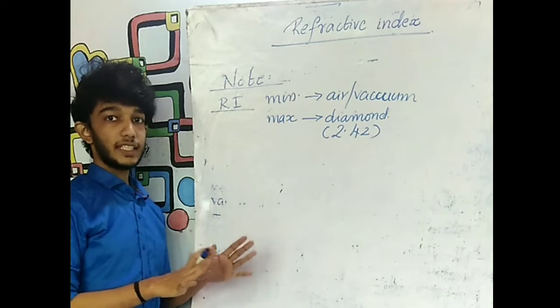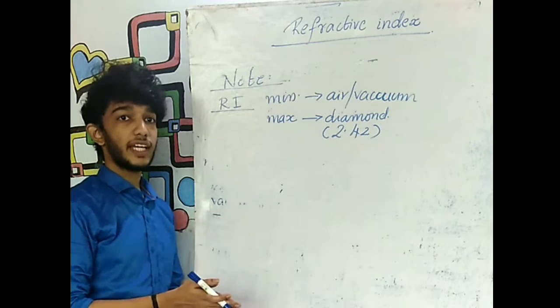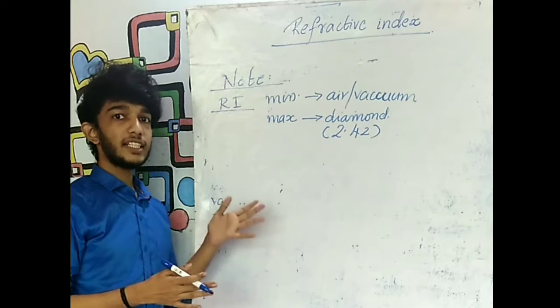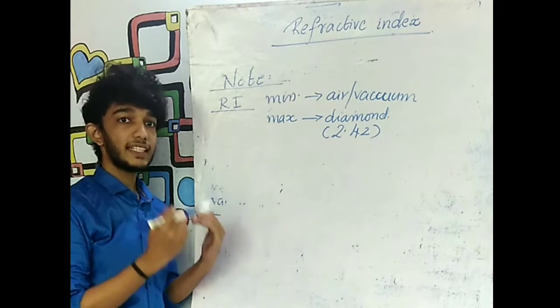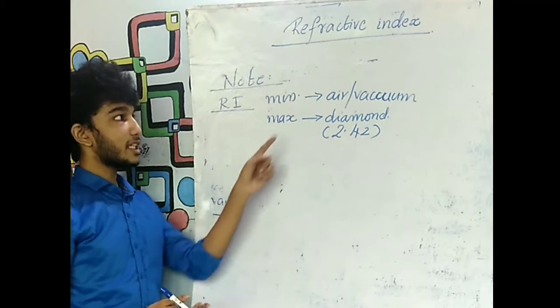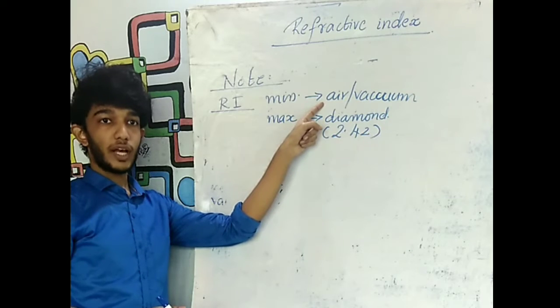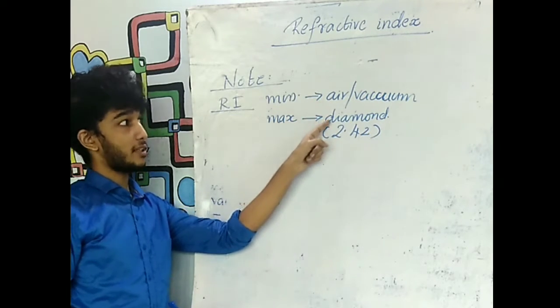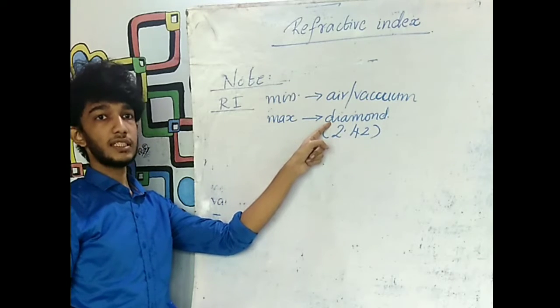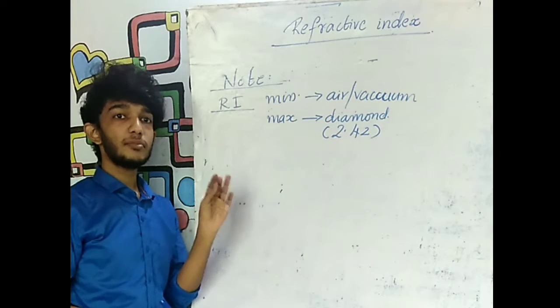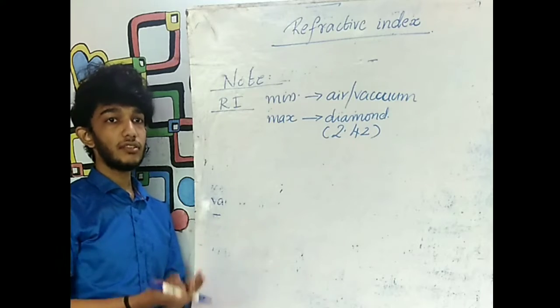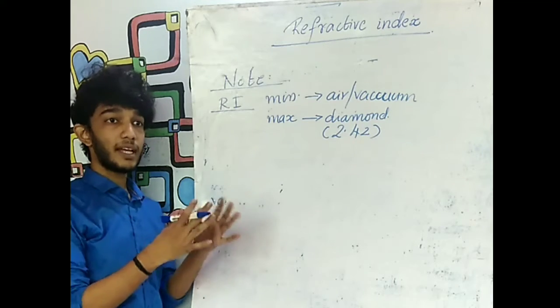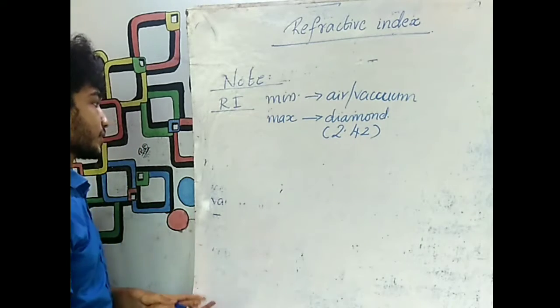And the refractive index can be connected to the speed of light. Actually, when the refractive index increases, the speed of light decreases in the medium. The speed of light will be maximum in air or vacuum, which is equal to 3 into 10 to the power 8 meter per second. But when we take diamond into consideration, the speed of light will be the slowest in diamond, because it has the maximum refractive index.